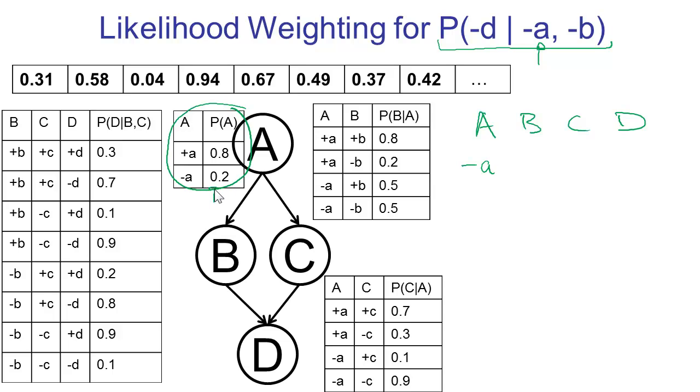Minus A had a probability of 0.2, so we have a reweighting by 0.2. Moving on to B. B is also an evidence variable, so B gets instantiated to minus B in this case. To account for the probability table for B, we will reweight the sample. The parent A was minus A, so it's this part of the table. B is forced to be minus B, so we get a reweighting by 0.5.